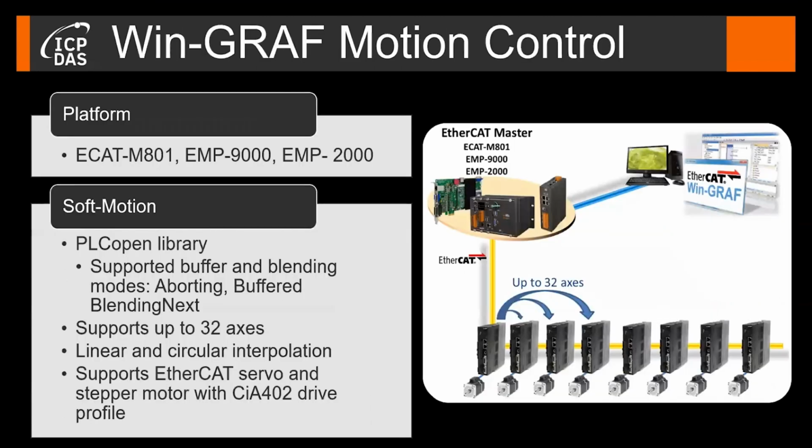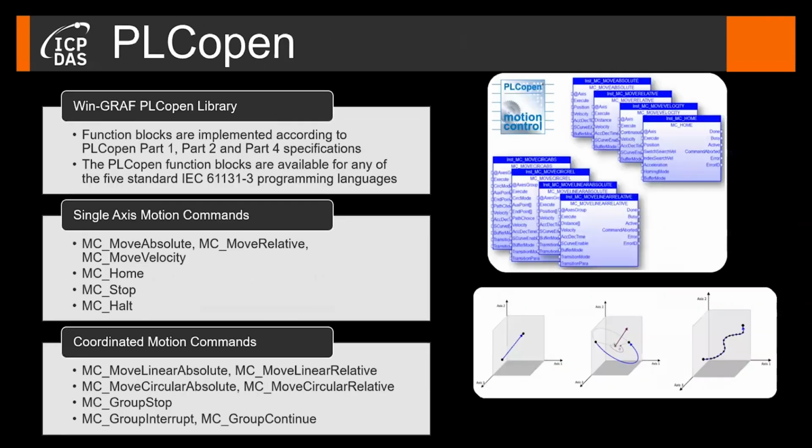All 3 EtherCAT-based soft PLC types have an integrated motion controller. The motion control function blocks are implemented according to PLCopen specifications. Most PLCopen defined single-axis and multi-axis function blocks are available. Up to 32 servo or stepper axes can be controlled synchronously. All drives with CiA 402 profiles are supported.